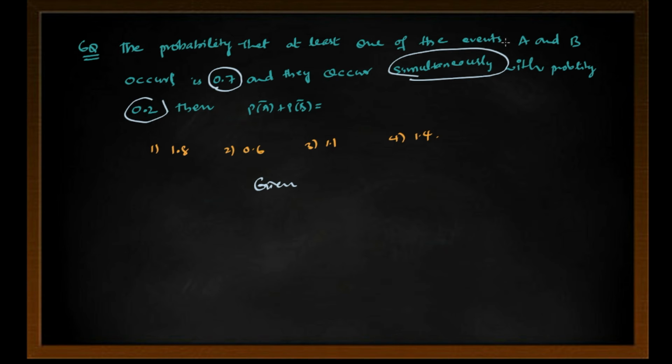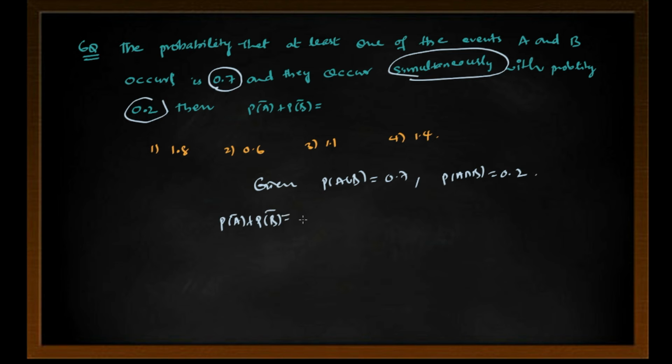the probability that at least one of the events A and B occurs is 0.7, which means P of A union B is given as 0.7. And the probability that they occur simultaneously means A intersection B. So A intersection B is given as 0.2. So we have to find P of A bar plus P of B bar.